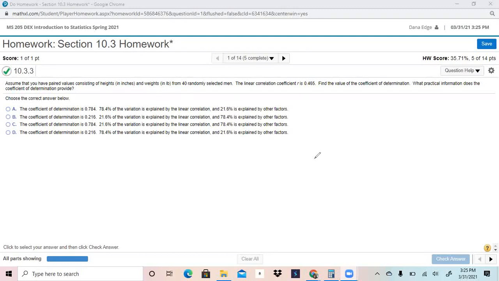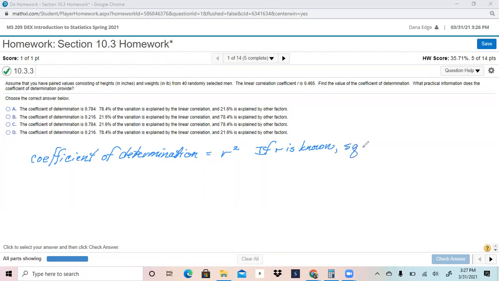Let's take a look at coefficient of determination, explained and unexplained variation, and prediction intervals. Your coefficient of determination is r squared. That is the notation for it, and that's also a way to calculate it. If your r value is known, just square it. Use your calculator.